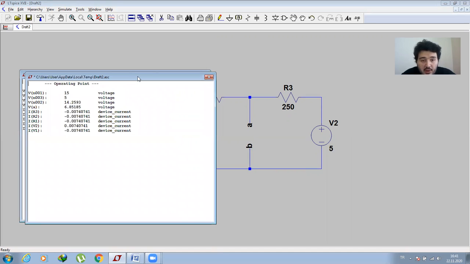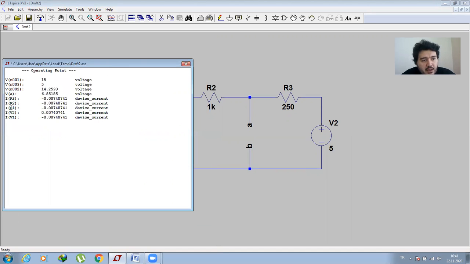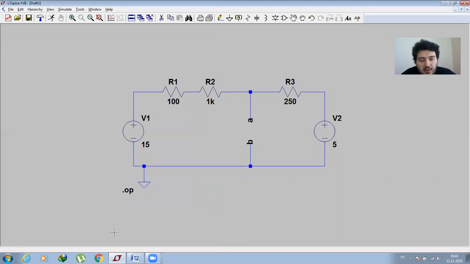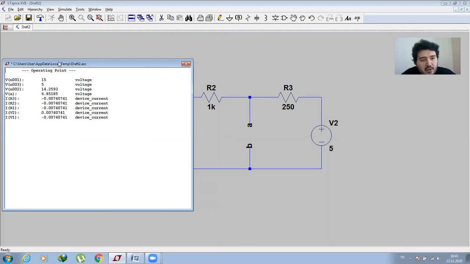Let's look at the results. You can see I assigned the name A. So the voltage of A is measured as 6.85 volt, as you can see. And I will take a note here: 6.85 volt. So again, I'm closing this tab. Also, run again. You can see the other nodes and currents in here.